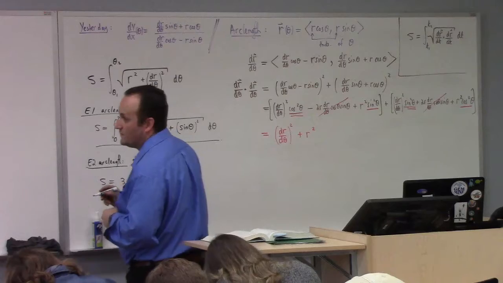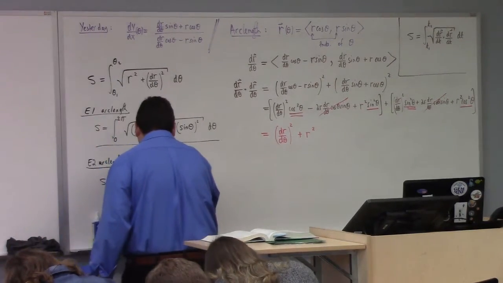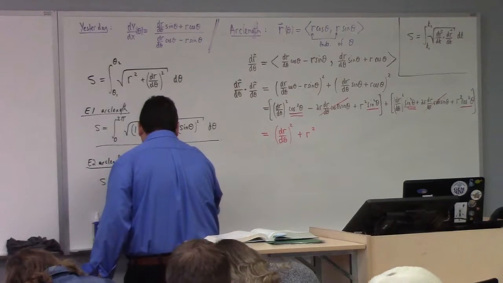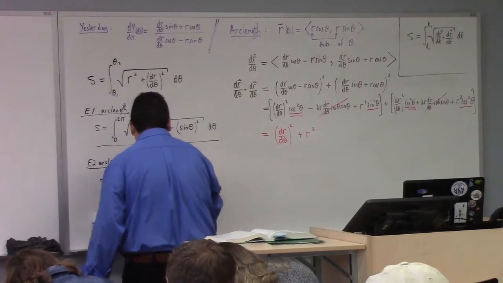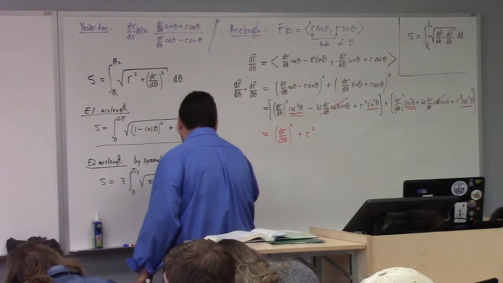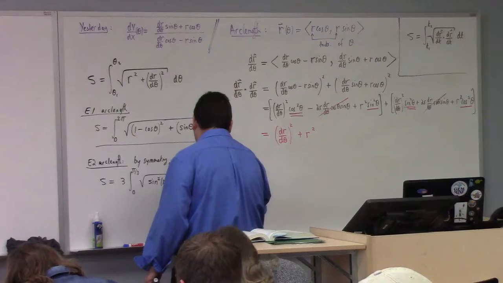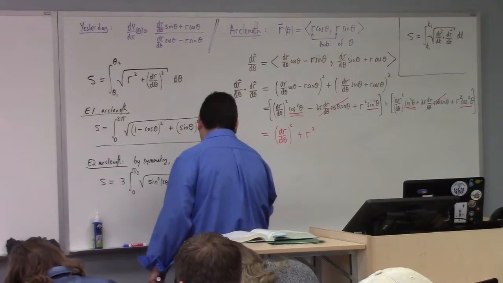And my r was what? Sine 3 theta, so sine squared 3 theta, and then what? Plus minus 3 cosine 3 theta, quantity squared d theta.